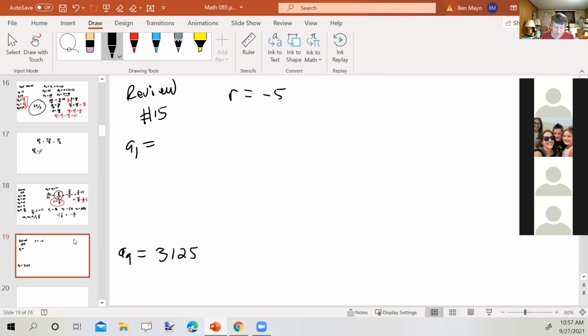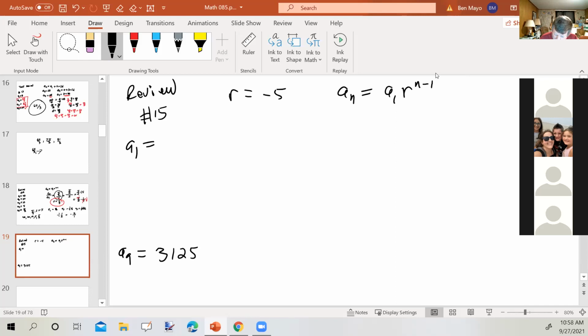Since we're dealing with a geometric sequence, our formula is a sub n equals a sub 1 plus n minus 1. Oh, that's not the right formula, is it? Nope. A sub 1 times r to the n minus 1 power. I was getting confused because for geometric sequences, I would have used g sub n instead of a sub n, but that's just me.